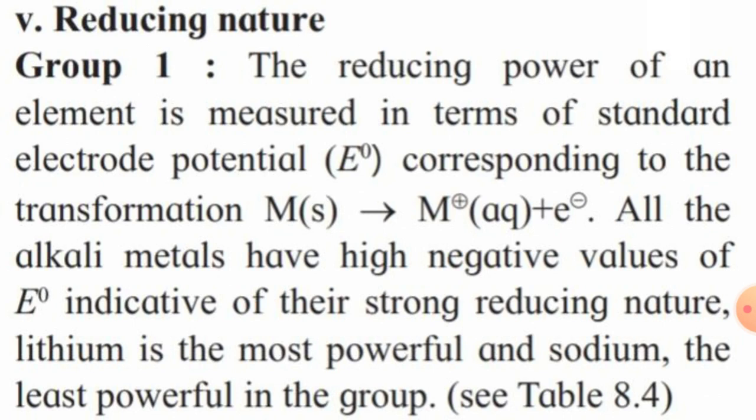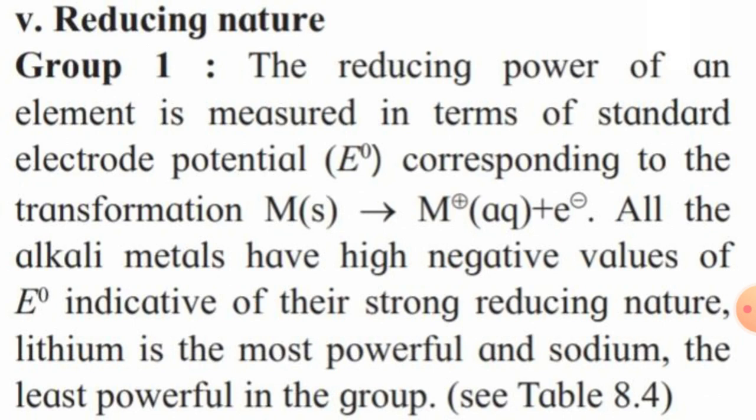Corresponding to the transformation, group 1 elements liberate an electron, they donate an electron. M means it is your metal. When it gives one electron, here you see M in bracket S has been written. It means it is in solid state. When it gives an electron, it gets converted into M plus. AQ means aqueous state.